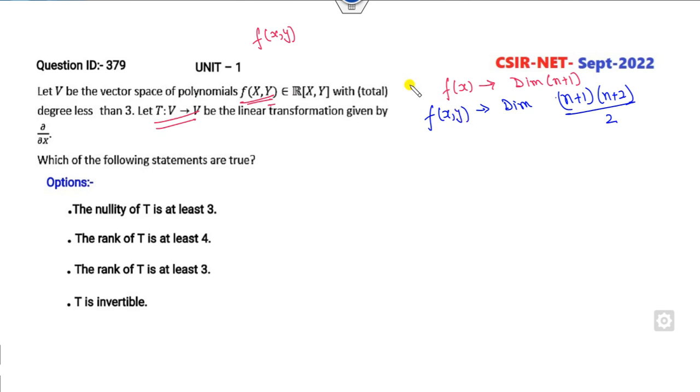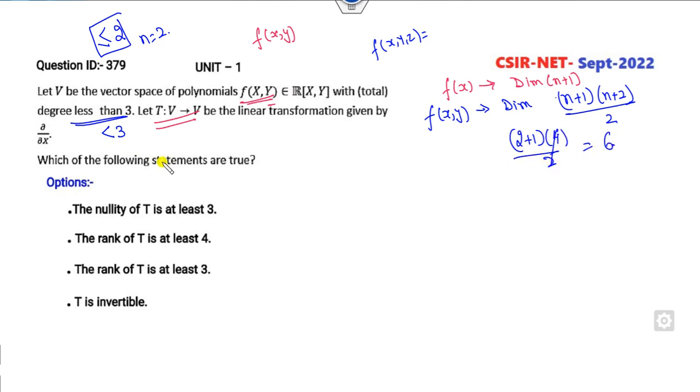If it is of three dimensions, x, y, z, then you can write (n plus 1)(n plus 2)(n plus 3) divided by 6. Now here it is degree less than 3, so degree less than or equal to 2. So n is 2. I can substitute 2 plus 1, 2 plus 2, divided by 2. What is that? It's 6. So this is also the 6th dimension.